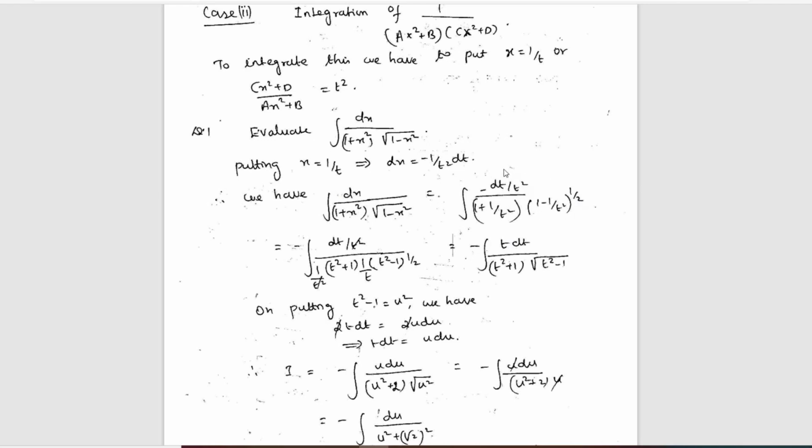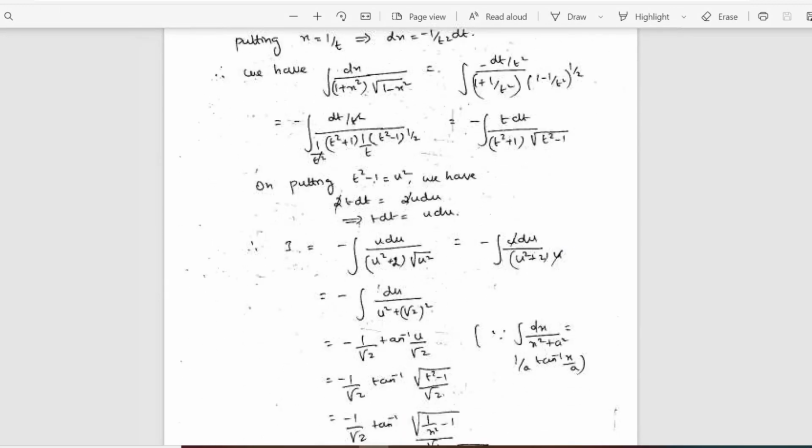Simplify the integrand. In the numerator, we have 1 by t square. Here, if you simplify, you'll get t square plus 1 by t square when you cross multiply. Here you'll get t square minus 1 by t square, which is in the square root. If you take it outside, you'll get t. This t square and t square will cancel, so what remains is 1 by t. Then this becomes minus t dt by (t square plus 1) into square root of t square minus 1.